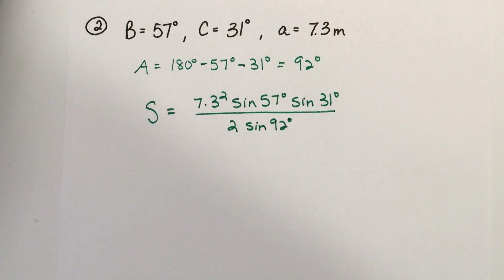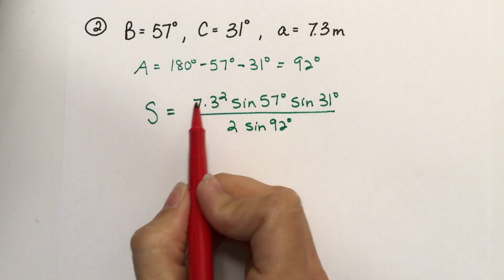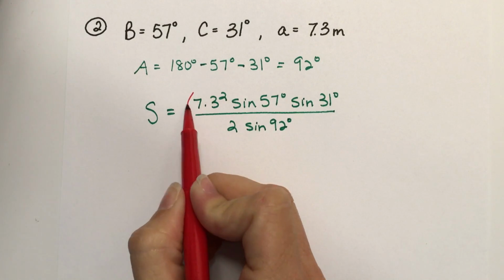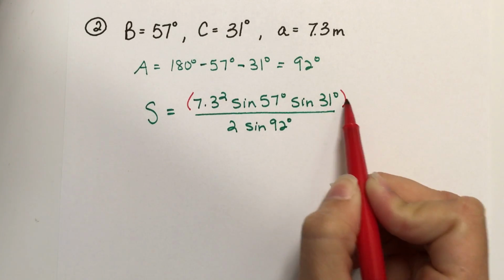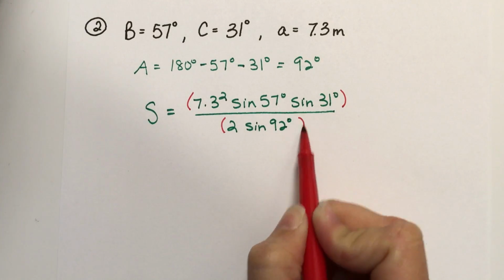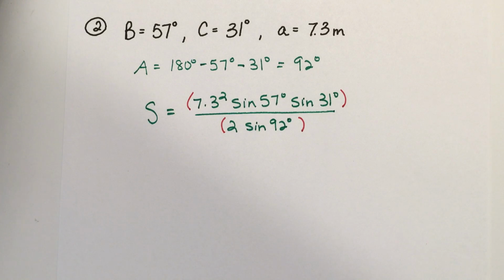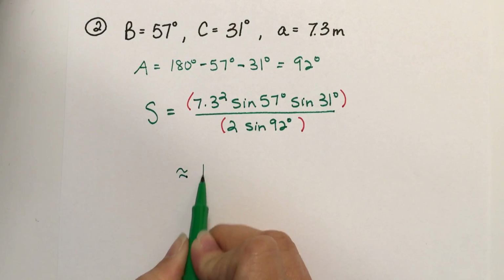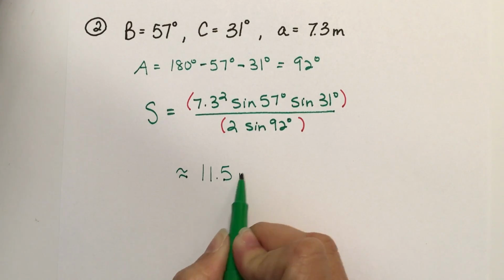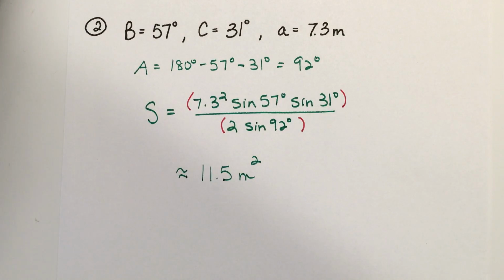Now, entering this one in your calculator, you do need to make sure that you put some extra sets of parentheses. So you need to start off by opening a set of parentheses. Of course, enter in your numerator, close parentheses, divided by, and you also need to put a set around the bottom, okay? So make sure you remember to put in those extra parentheses. This is going to come out to be about 11.5, and that would be meters squared.